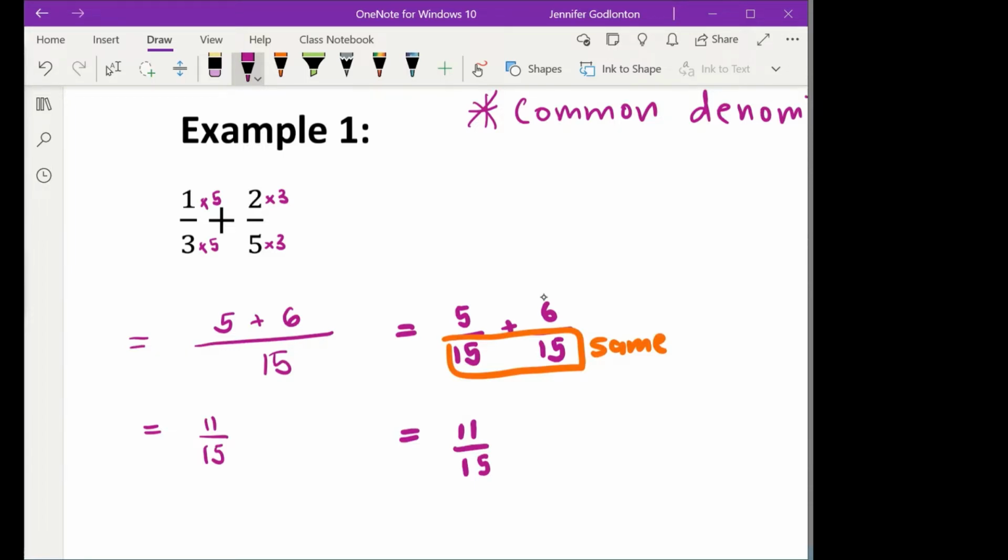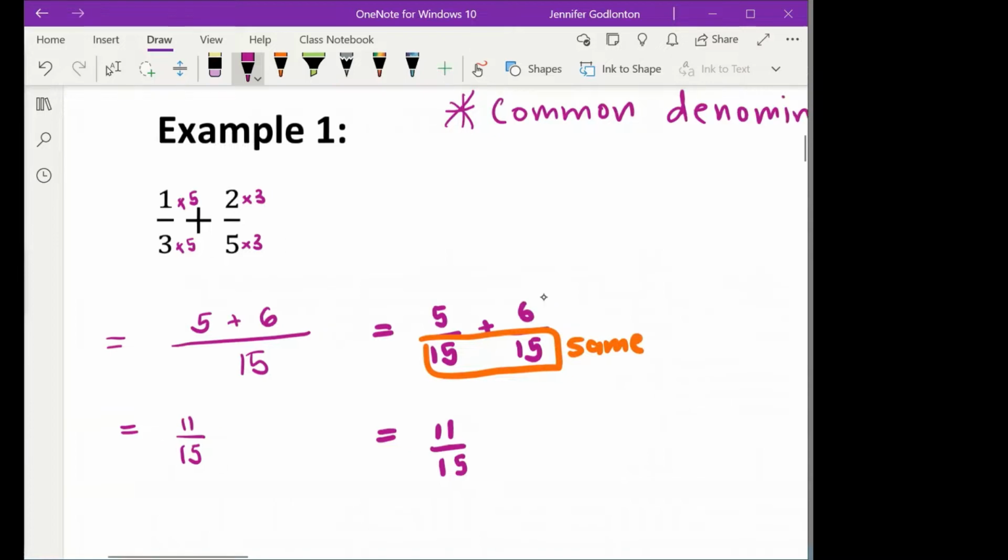Does anyone have any other questions about example 1 over here? Right.